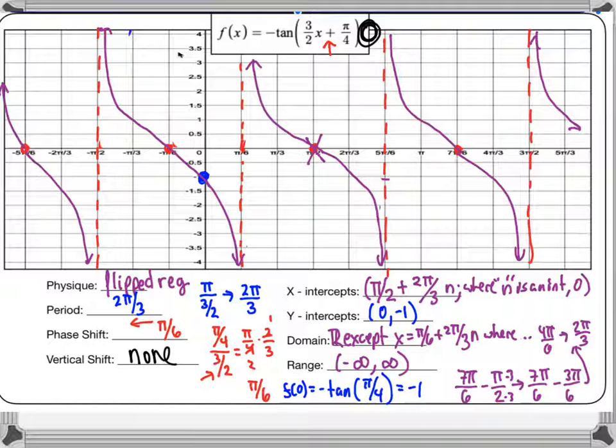And we're going to reset ourselves for the next video and take a look at cotangent. And it's basically the same thing, except we start a little bit different. So that's how you do that. And see you in the cotangent video.